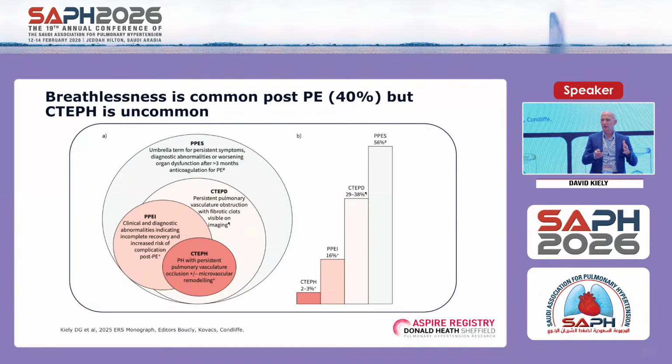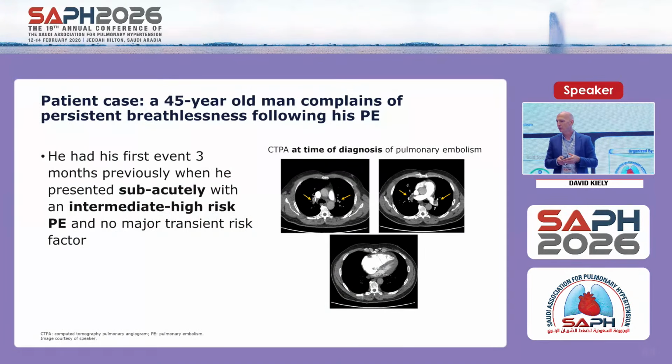So in this figure, what I've tried to show is that, at the bottom here, CTEPH is actually fairly uncommon, around 2 to 3% of patients with a pulmonary embolic event. But we know from lots of previous studies, from Eric Klock and others, that patients are pretty symptomatic following a pulmonary embolism, and maybe up to 40% of patients may present with some degree of breathlessness. So you've got to have some sort of approach to triaging your testing in patients following a pulmonary embolic event.